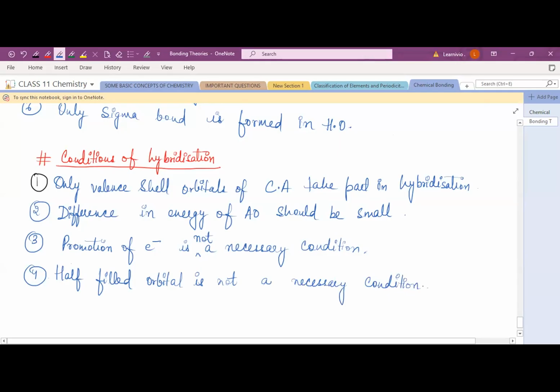Okay, so these are the conditions. These are the four conditions of hybridization. First is only valence shell orbitals of the central atom take part in the hybridization. Second is the difference in energy of the atomic orbitals should be small. Third one is promotion or excitement of electron is not a necessary condition. And the fourth and last one is half-filled orbital is not a necessary condition. Clear? Yes, ma'am.